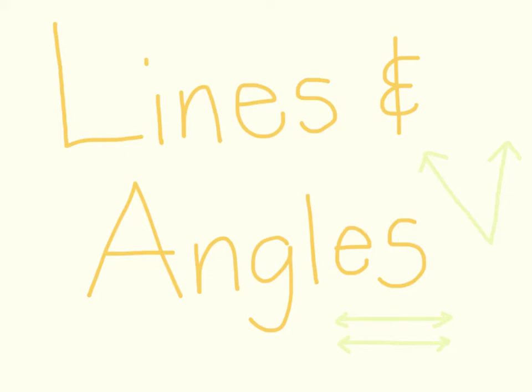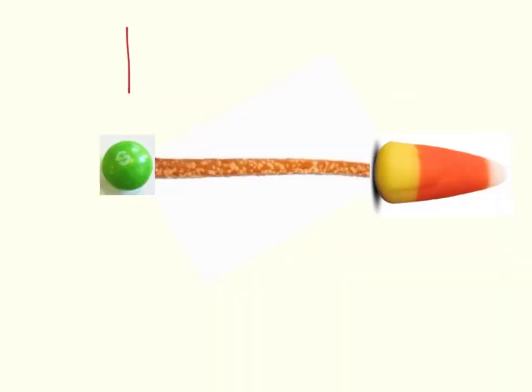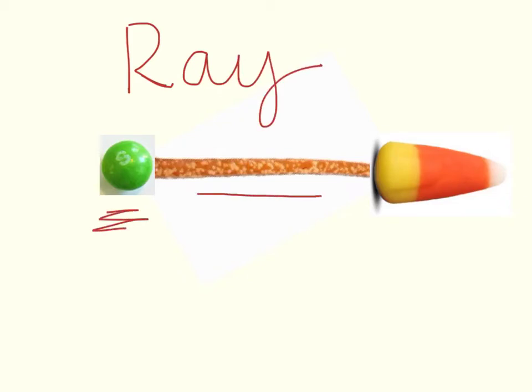Today we're going to talk about lines and angles and review some parts of lines. Remember that a ray has an end point, part of the line segment, and the point that shows the direction that the line is traveling in.